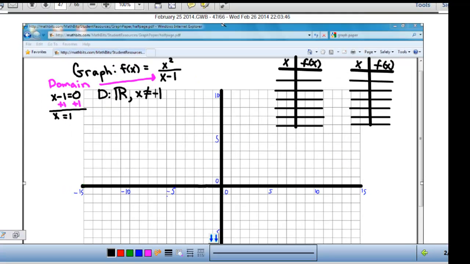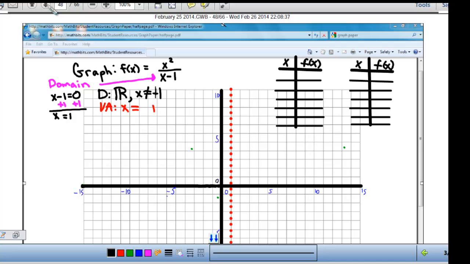Graph the function x squared over x minus 1. Start with the domain and set the denominator equal to 0. x is equal to 1. Therefore, the domain is all real numbers except where x is equal to 1. So the vertical asymptote is x equals 1.